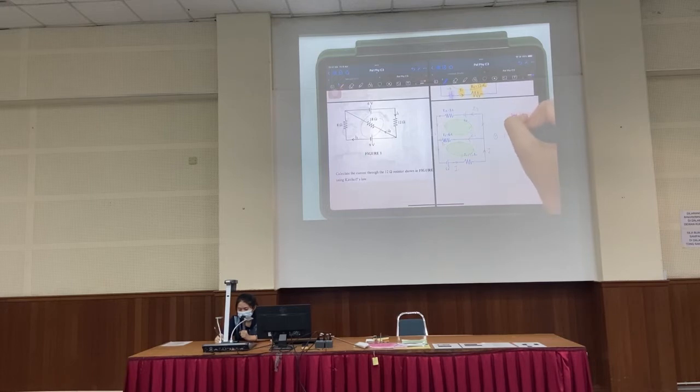The total EMF will be equal to the total IR. The first EMF is 6 volts, the direction is from negative to positive, and it's the same direction as the loop. Therefore, it will be a positive sign. I label it as EMF 1, and the 9 volts will be EMF 2. In this loop, we have only one EMF, therefore it only has 6 volts here.